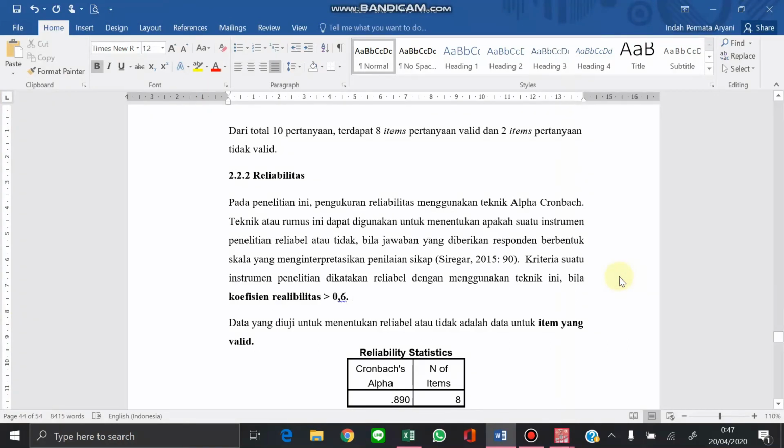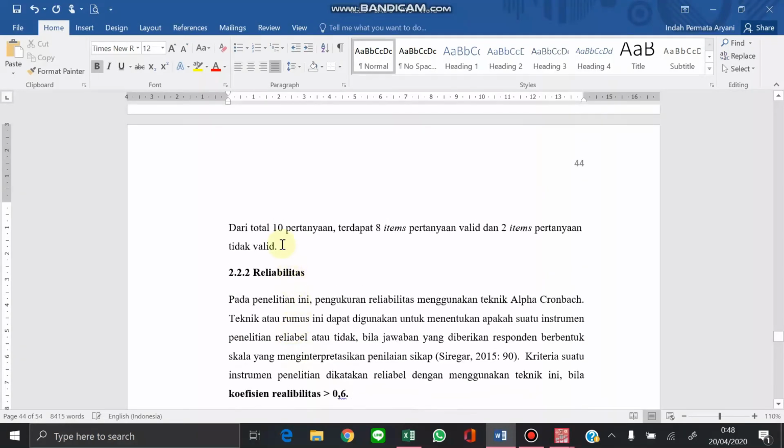Reliability. In this research, reliability is measured using the Cronbach's Alpha technique. This technique or formula can be used to determine whether a research instrument is reliable or not. The criterion for a research instrument to be reliable using this technique is that the reliability coefficient is greater than 0.6. The data tested to determine whether or not a research instrument is reliable are the valid item data.